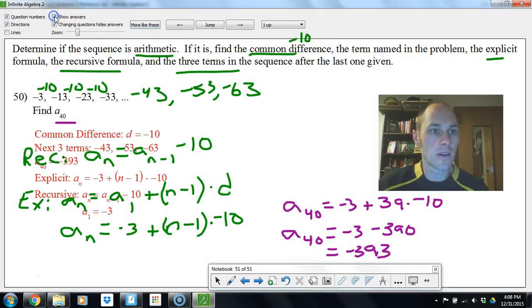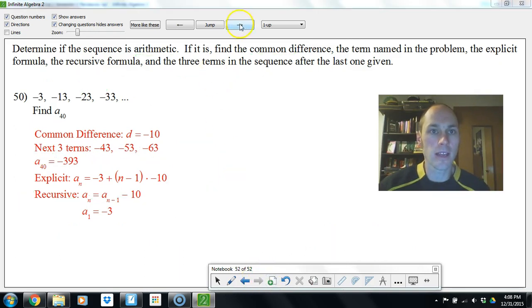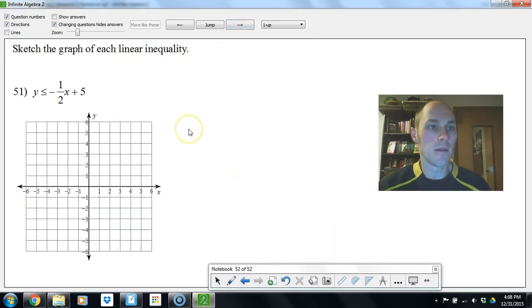And if we check all those: common difference negative 10, next three terms, explicit formula we had, and recursive. All right, so that signals the end of algebra. The next few problems we'll take a look at are the accelerated extra problems that the accelerated students will be working on for the semester review.